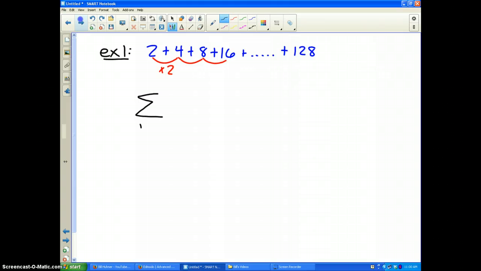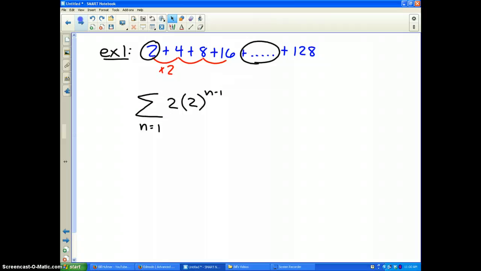The sum from n equals 1, the first term. Oh, we don't know how many terms there are because of this dot. Ooh, so we have an issue. We don't know the top number yet. But we can write the formula because the first number is 2 and the common ratio is 2, so 2 to the n minus 1 power. The problem is, what is this number right there? We need to know how many terms we're adding together.